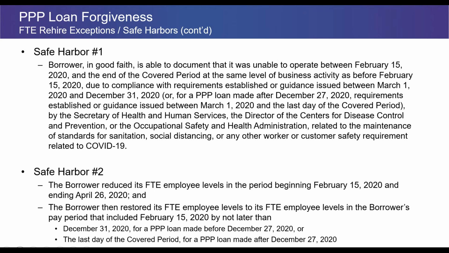Safe harbor number two, the borrower reduced its FTE employee levels in the period beginning February 15th, 2020 and ending April 26, 2020, and the borrower then restored its FTE employee levels to its FTE employee levels in the borrower's pay period that included February 15th, 2020 by not later than December 31st, 2020 for a PPP loan made before December 27th, 2020, or the last day of the covered period for a PPP loan made after December 27th, 2020.